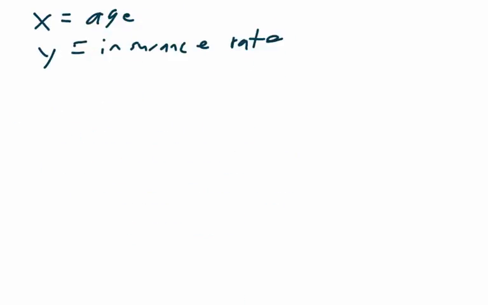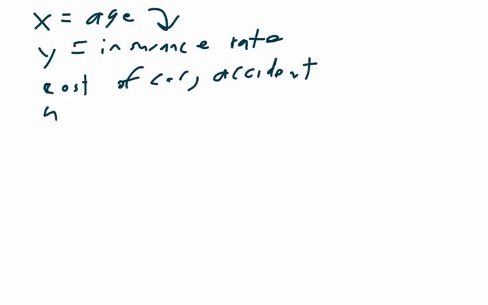Alright, and let's say X equals age and Y equals car insurance rate. Well, X has something to do with the car insurance rate because they ask you your age, but there's other things that go into the insurance rate, such as the cost of the car, accident history, gender. So even though age has a little bit to do with the insurance rate, there are plenty of other working variables that also affect the insurance rate.